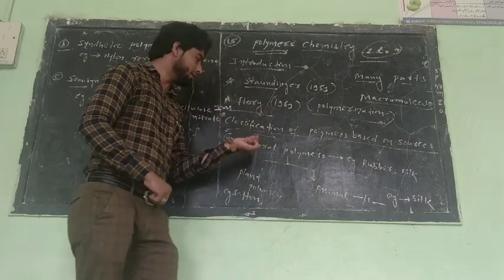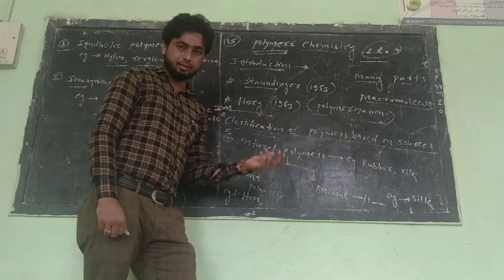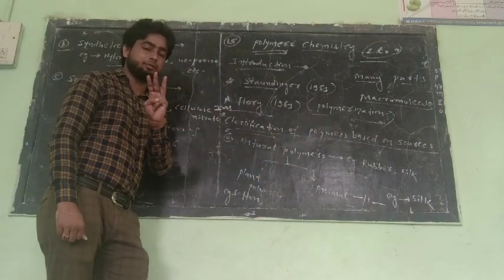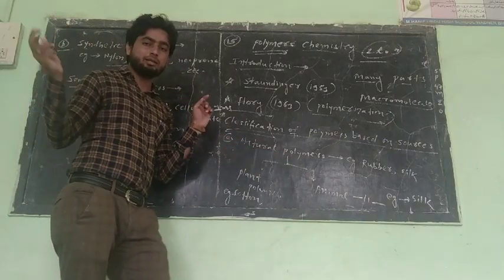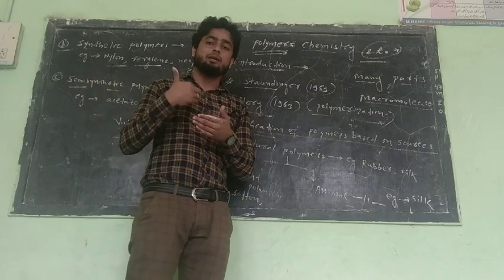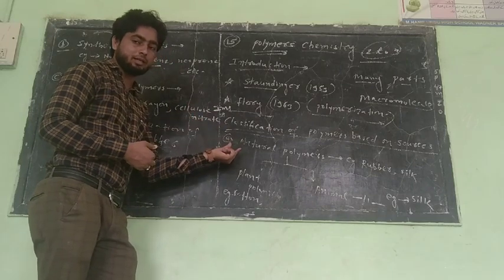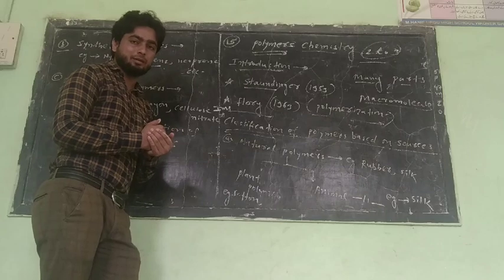Now the question we take here is the classification of polymer based on sources or origin. Clear? So on the basis of sources, the polymer is divided into three types. One is called natural polymer. Second is artificial polymer. Third is semi-synthetic polymer. We discussed here the examples as well as the definitions. Clear? So it's all about the introduction of polymer chemistry.